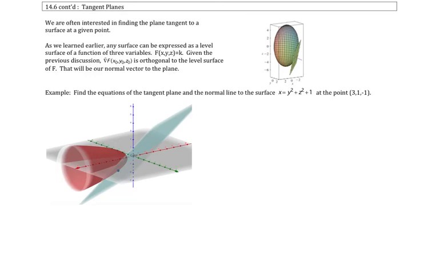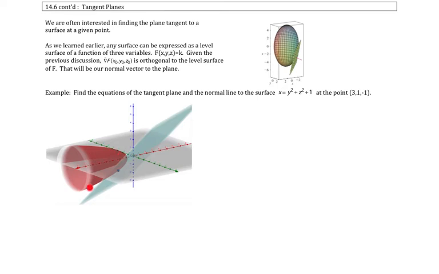One of the places which we can use that idea that the gradient is orthogonal to a level surface is in the process of finding tangent planes. We're often interested in finding a plane that is tangent to a surface at a given point. So, for instance, if I have this surface right here, this ellipsoid, and I wanted to know the tangent plane at a given point, it would be something that looked like this.